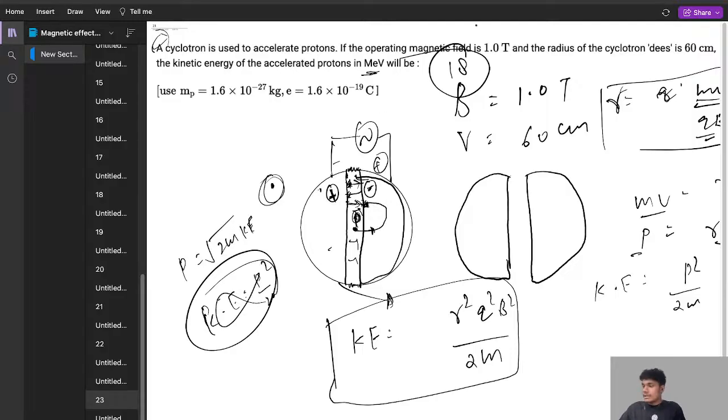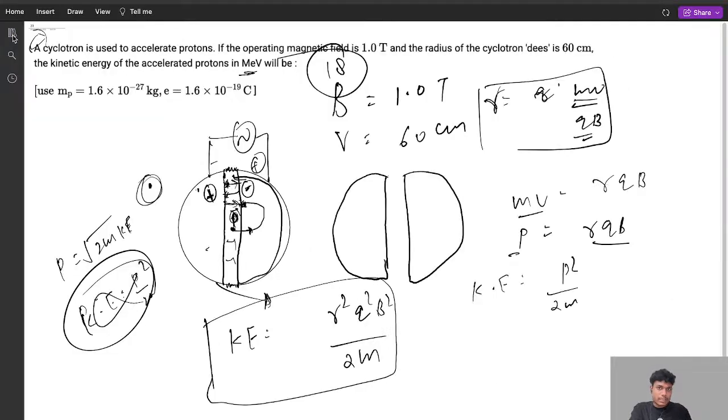So we complete today's class here. I almost complete all the PYQs on every topic. Okay, in the next class we are going to solve the JEE advanced PYQs on this same topic.